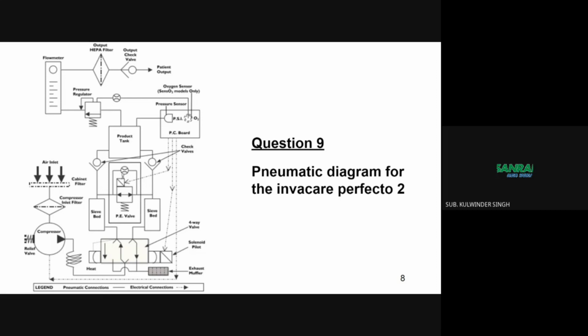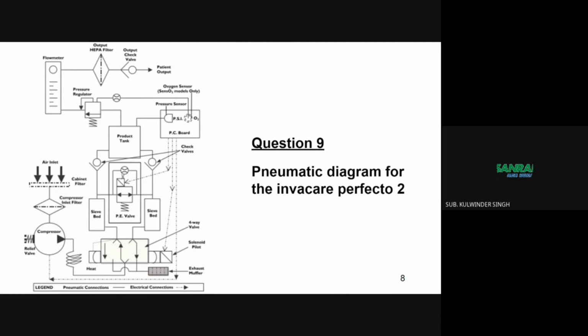For most 5-liter models, the filtering time is 6 seconds. So after 6 seconds, the sieve bed changes from one to the other. But it depends on the models. The Invacare Perfecto 2 switches its cycles based on the product tank pressure. So when the pressure in the product tank reaches 20 psi, the 2 beds switch. That is, the bed that was being fed will now be purged. So as we can see, the pneumatic working diagram of the Perfecto 2 is in the graphics.